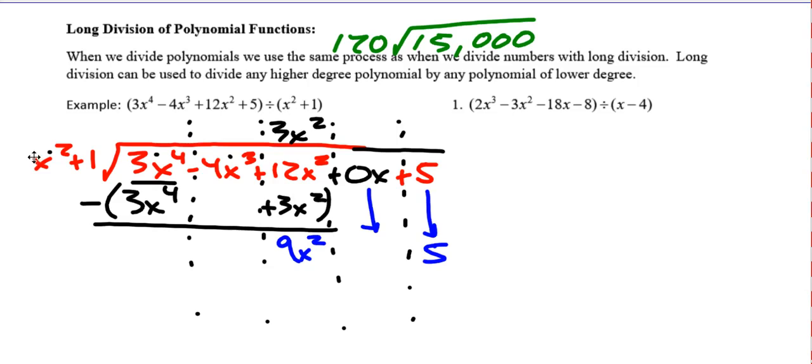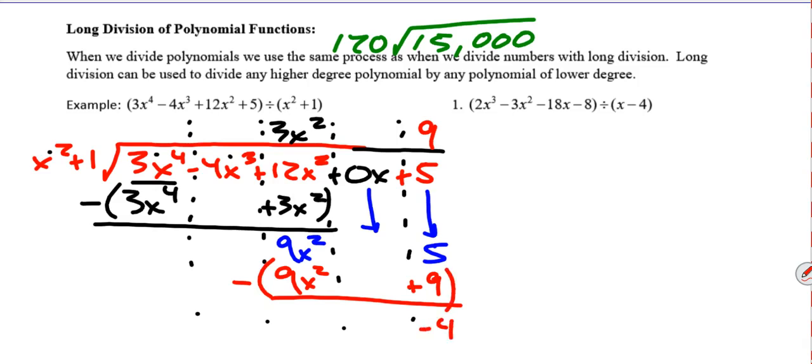And now start over. Go back to your x squared. What you have to multiply it by to get to 9x squared, you should get 9. So that's going to go here. 9 times x squared is 9x squared. 9 times 1 is 9. Again, you're subtracting this. So 5 minus 9 is negative 4.